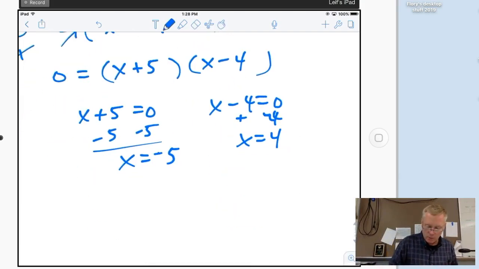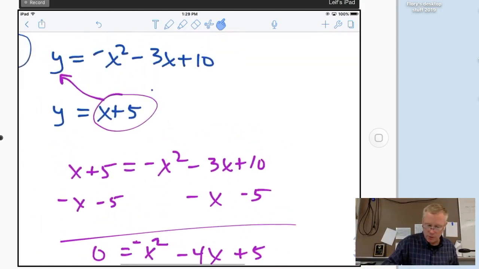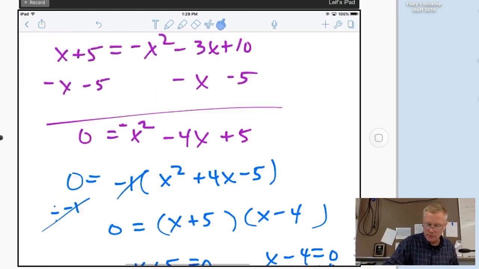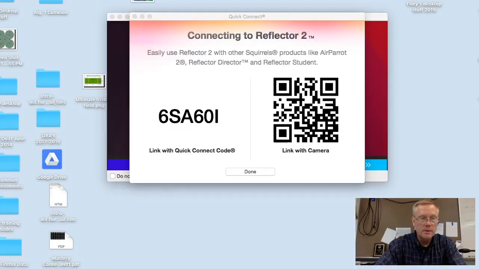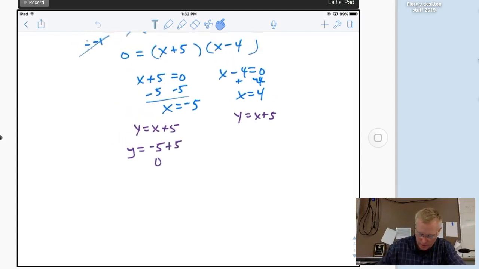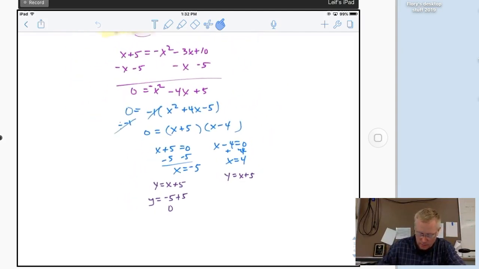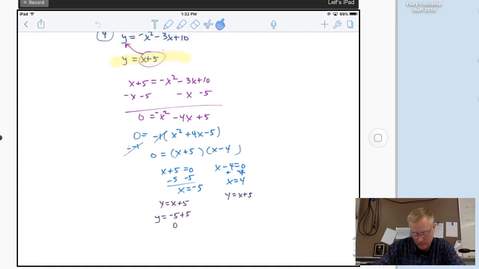But remember, I've got to get the y coordinates, so I'm going to pick the easier of the two equations, which is that one, y equals x plus 5. So when I take that, and I go negative 5 plus, oh no, what happened? Okay, so I'm back to here. I brought everything to one side, substituted in, brought everything to one side, and then factored the x squared plus 4x minus 5, and I got x plus 5 and x minus 4.